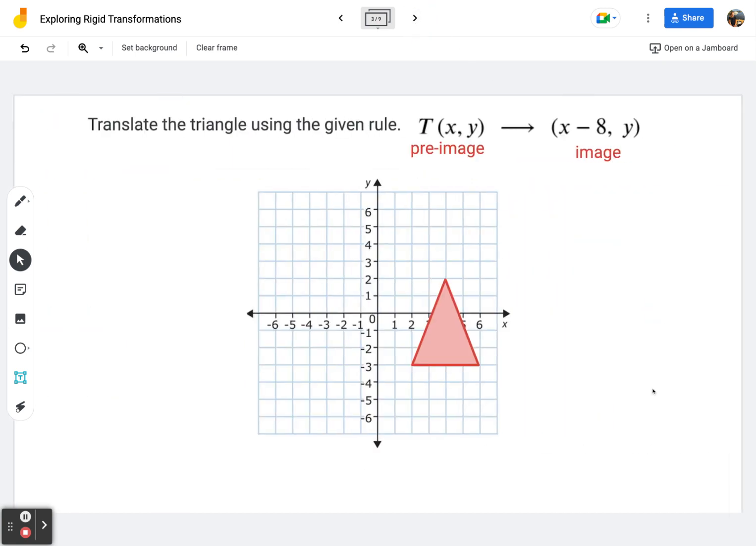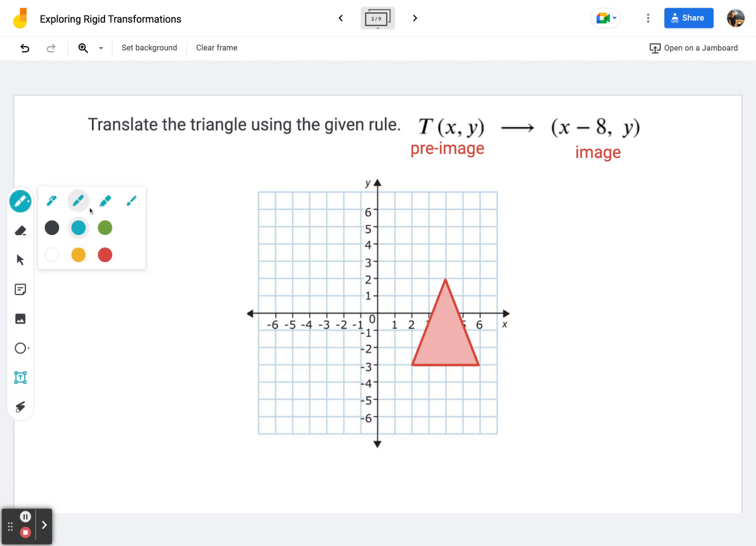Let's take another example. This translation rule is (x, y) maps to (x minus 8, y). So when we think about x mapping to x minus 8, that means I want to shift 8 units to the left. y maps to y means don't shift it up or down at all. So we want to take this triangle and shift it 8 units to the left.